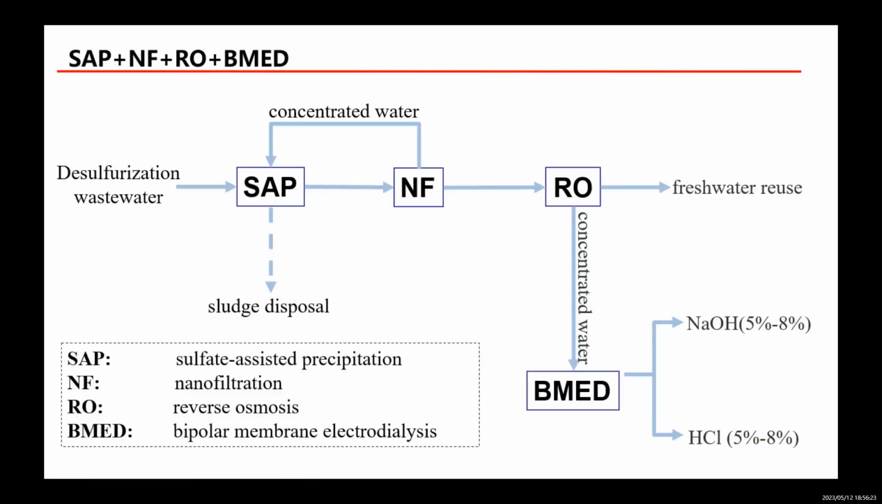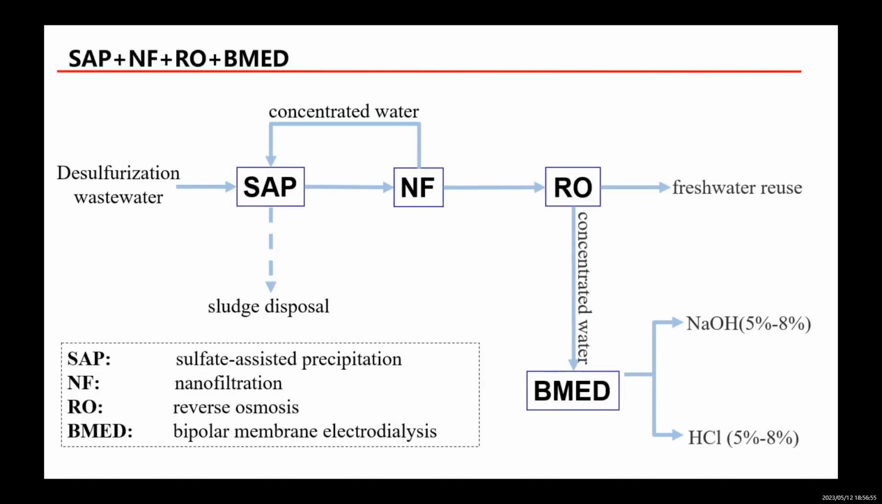Here is the new way of desulfurization wastewater treatment developed by our company, namely SAP, NF, RO, BMED process. SAP stands for sulfate assistant precipitation. NF is nanofiltration. RO is reverse osmosis. BMED is bipolar membrane electrodialysis.